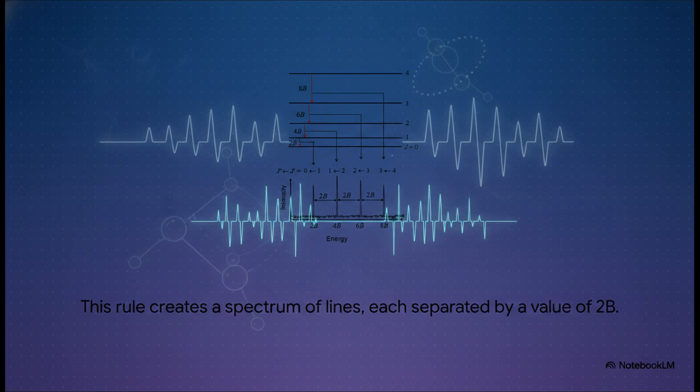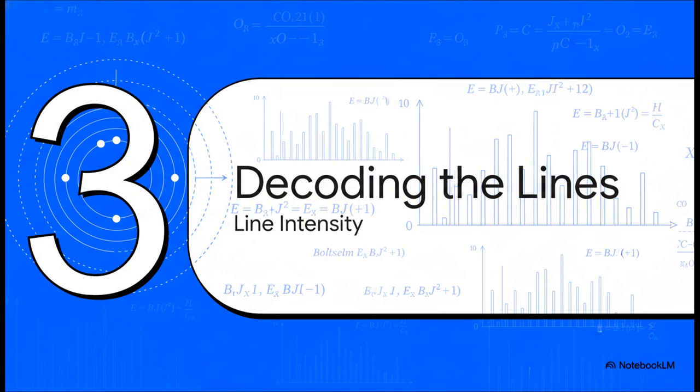From 1 to 2, a line at 4B. From 2 to 3, you get a line at 6B, and on and on. So what's the result? A series of lines where the spacing between any two of them is always the same, exactly 2B. That's our measurement. So we've just decoded the spacing of the lines, which is a huge step.